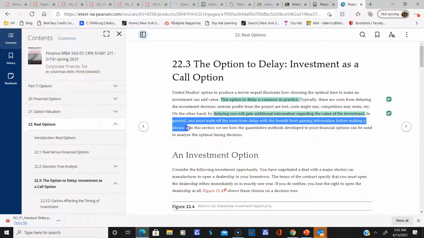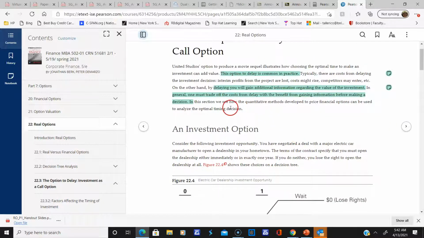All right, so let me just highlight that there. So we get that all highlighted. We're going to look at the different methods to price financial options, and this is what we previously developed. We're going to use similar techniques to analyze the optimal timing decision.